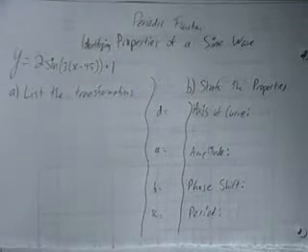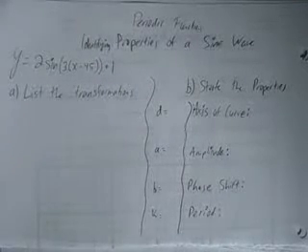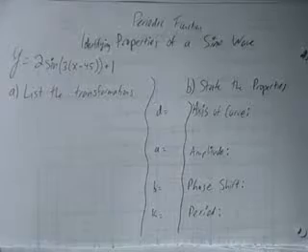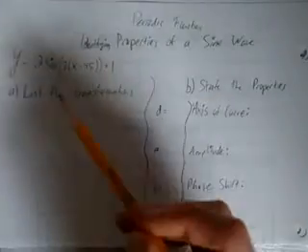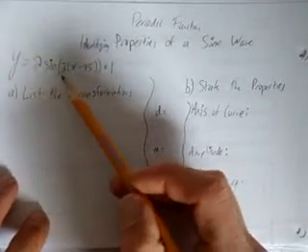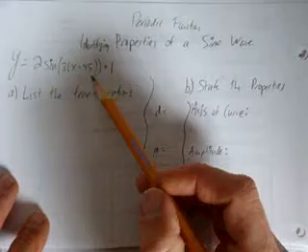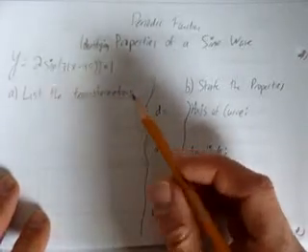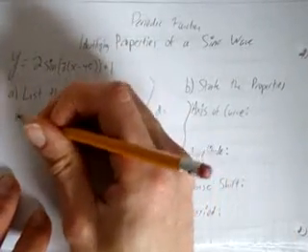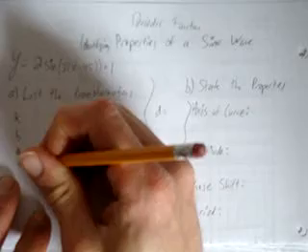Let's look at some of the properties of a periodic function. In this particular case, the periodic function is a sine wave, and the equation of that wave is y equals 2 sine of brackets 3 brackets x minus 45 all plus 1. We're going to list the transformations in the order of operations.